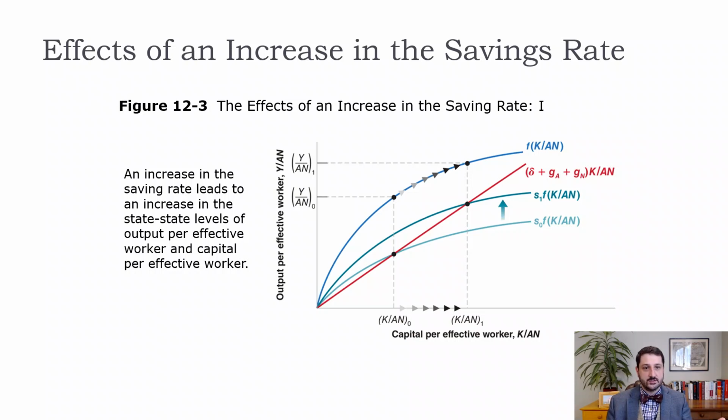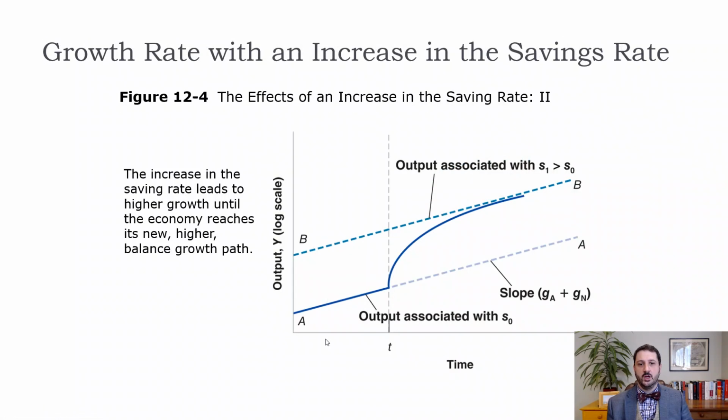So first, we're going to look at what happens when the savings rate increases. And so similarly to Chapter 11, an increase in the savings rate will shift our investment curve up, right? And so we'll go from S0 to S1. That will increase our capital per effective worker, right? We'll go from KAN0 to KAN1. That will increase our output per effective worker, and we will end up at our new equilibrium, right? So this is our new equilibrium level of output, and this is our new equilibrium level of capital per effective worker. So we've actually already seen this graph because it was previewed in Chapter 11.